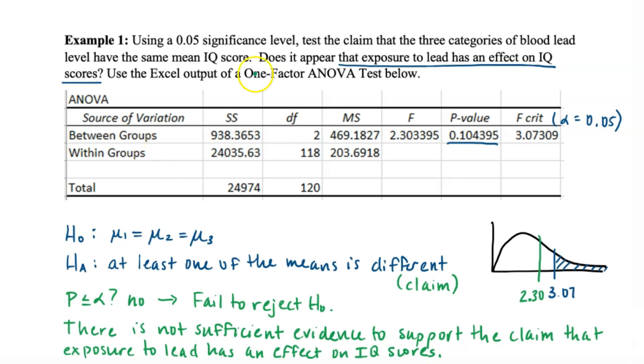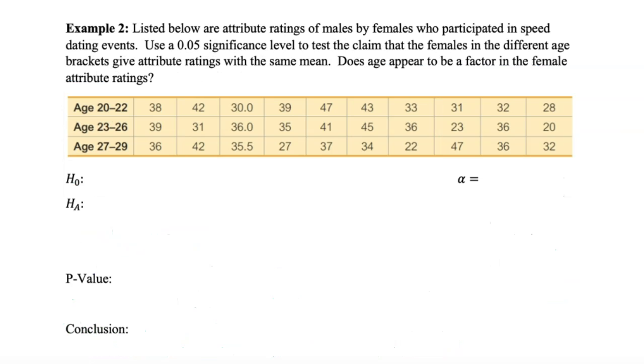And so in this example, we were already given this output. And again, we're going to find this stuff using technology, but what if we're not already given the output? In example 2, we just have the raw data. So listed below are attribute ratings of males by females who participated in speed dating events.